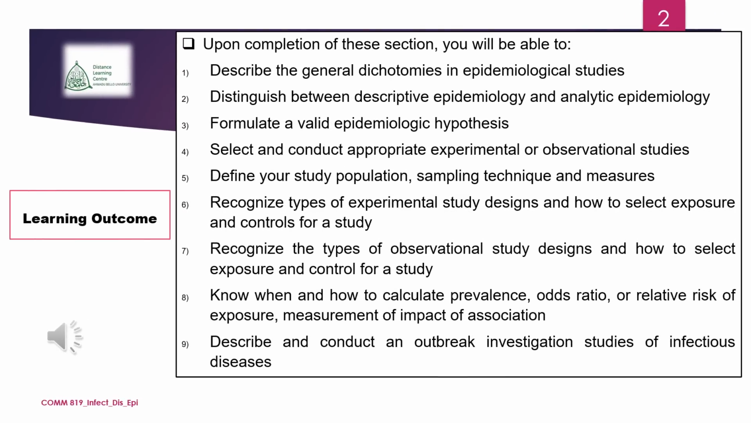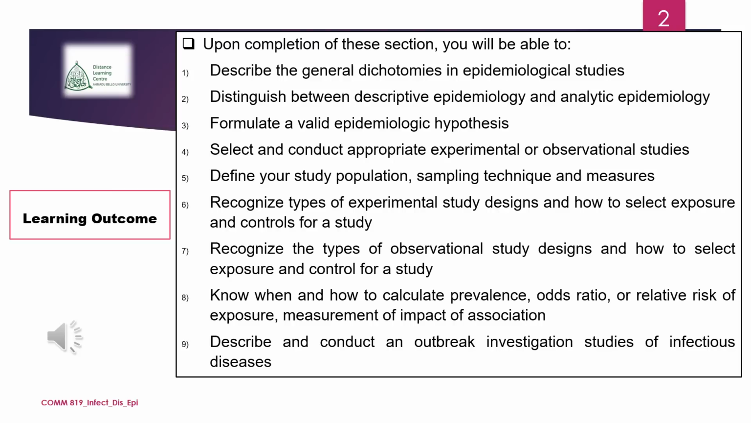So let's look at some of the learning outcomes. Upon completion of this section, you will be able to: 1. Describe the general dichotomies in epidemiological studies. 2. Distinguish between descriptive and analytic epidemiology. 3. Formulate a valid epidemiological hypothesis. 4. Select and conduct appropriate experimental or observational studies. 5. Define your study population, sampling technique, and measures.